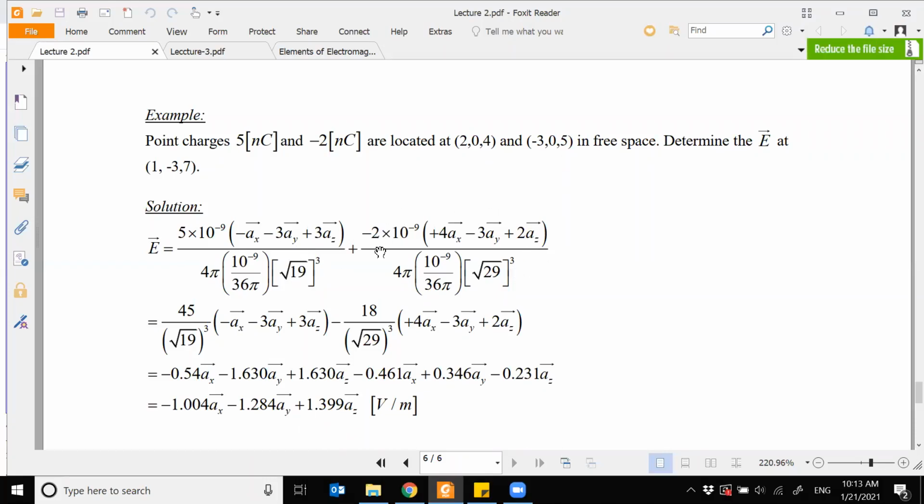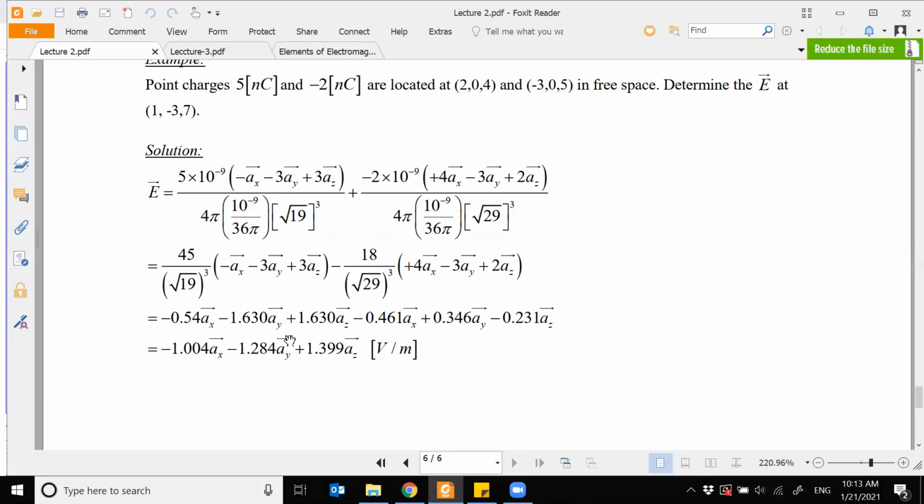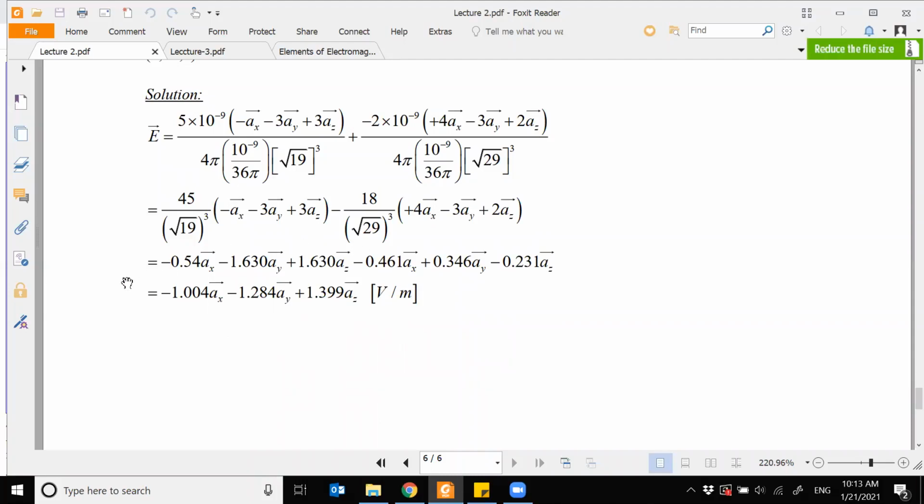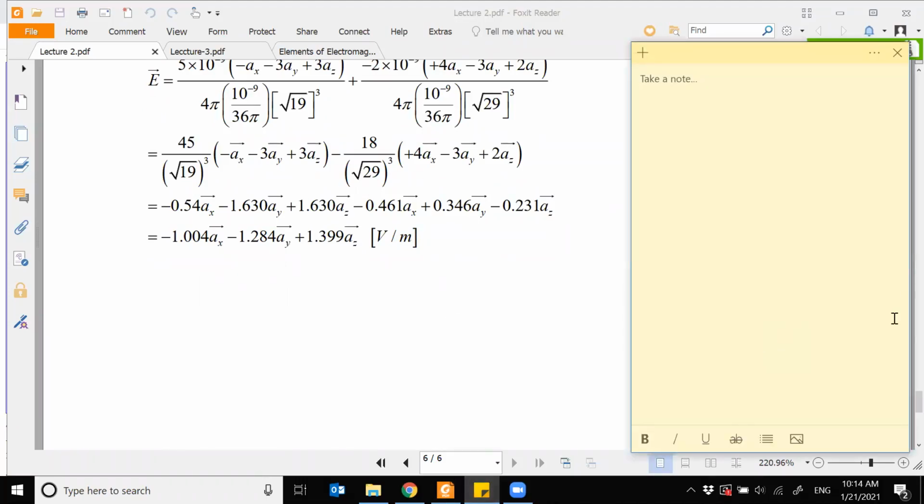Similarly, we can do it for the second charge, and then we simplify it. And if we simplify, we get this as my electric field. Therefore, my electric field has an X component, a Y component, and also a Z component. To visualize its direction is difficult, because now you have it in 3 dimensions. It's a little bit difficult, but let's try to see whether we can do it or not.